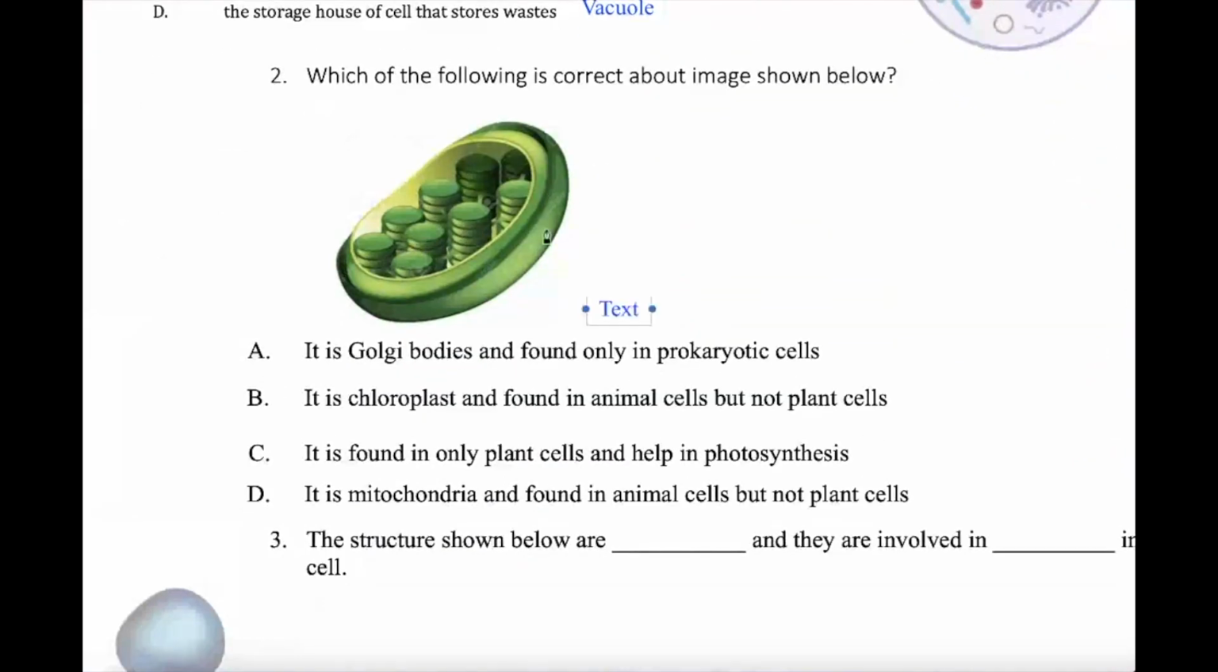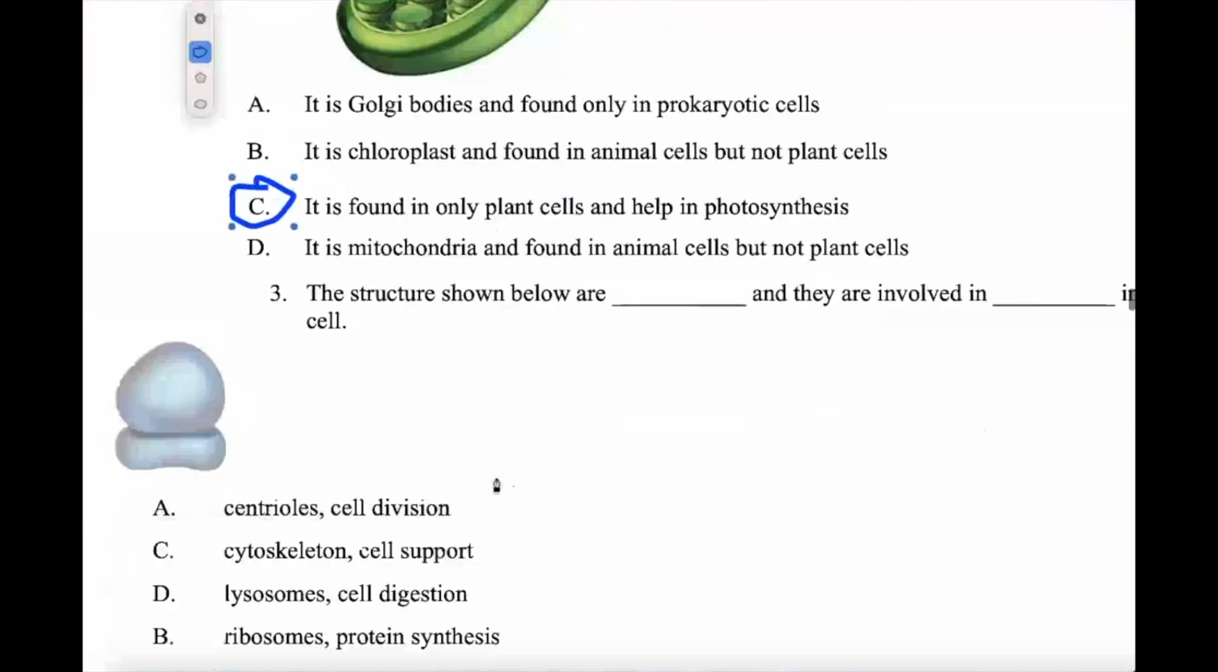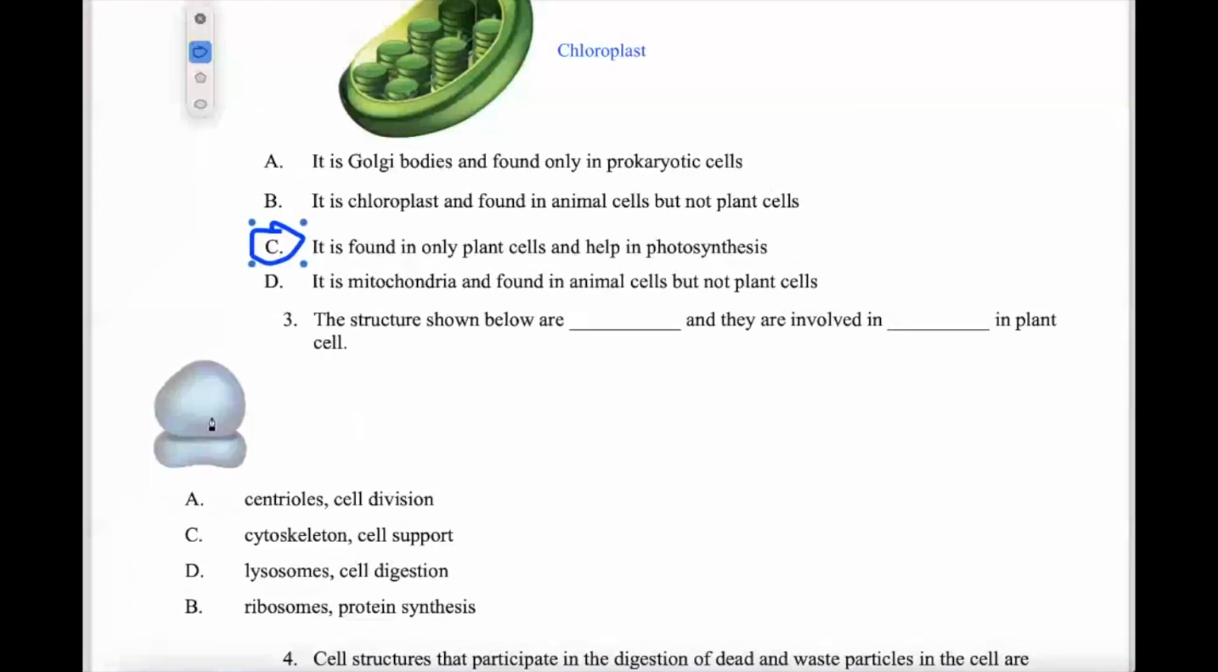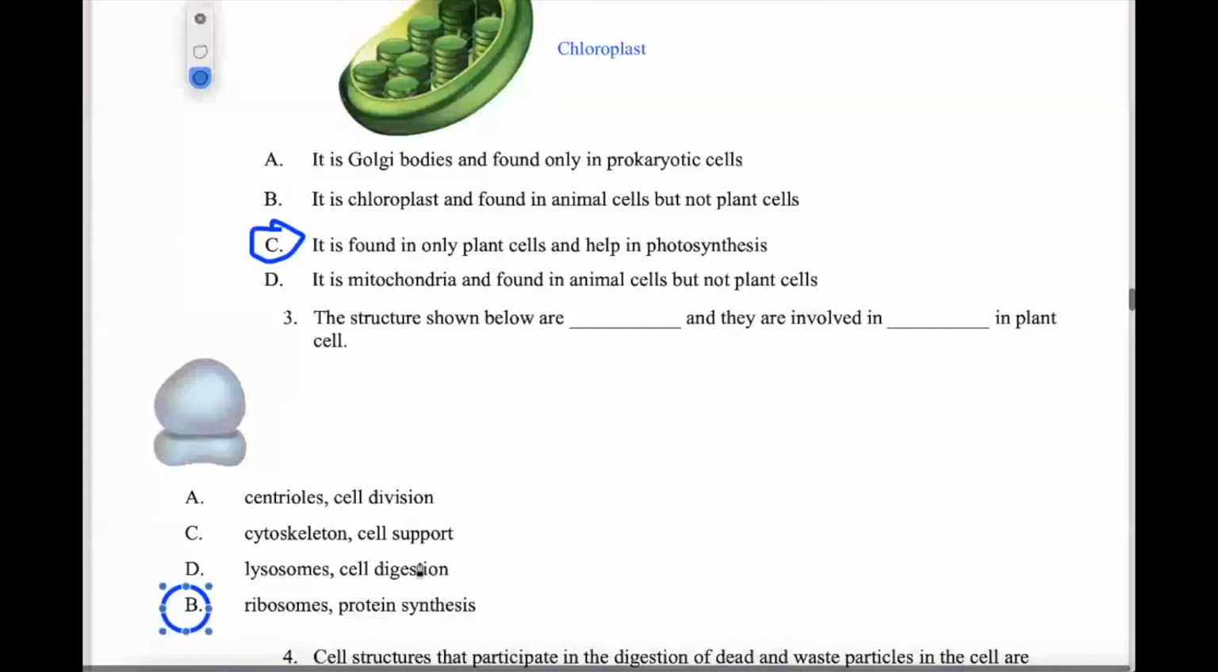Chloroplast. How about the function? It's the site of the process of photosynthesis. It is only found in plant cells and helps plants in photosynthesis. This is C. Okay, good. Yes. What is this organelle? Ribosomes, protein synthesis. Very good.